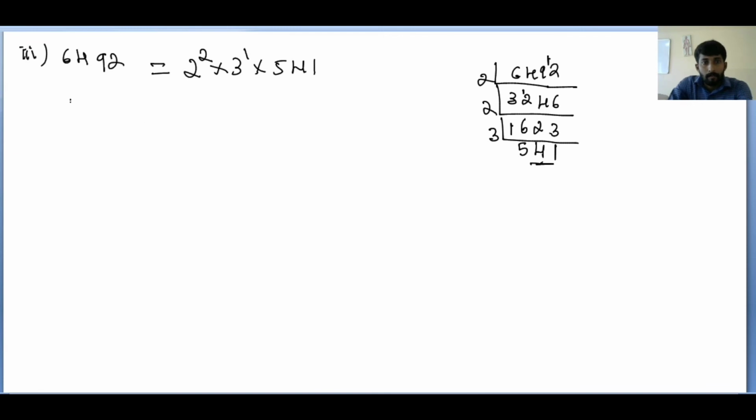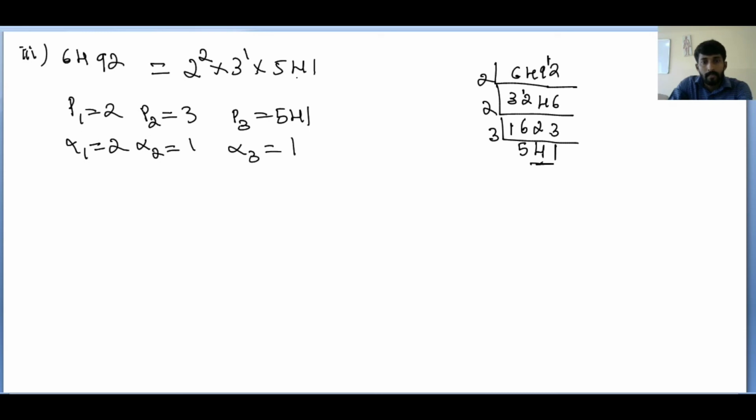Again see, P1 is equal to 2, P2 is equal to 3 and P3 is equal to 541. What's the value of alpha 1? Alpha 1 is equal to 2, alpha 2 is equal to 1, alpha 3 also is equal to 1, because you can write 541 as 541 to the power 1. In the next step, write the Sn formula.